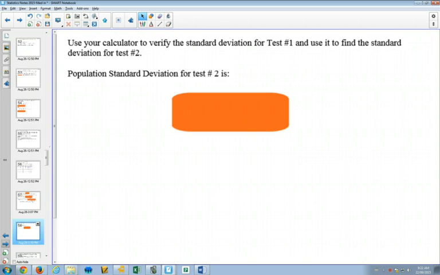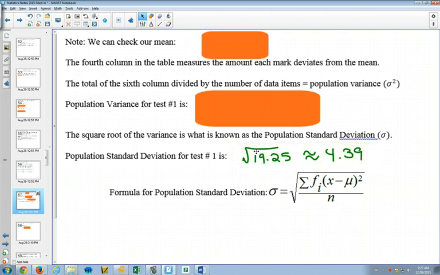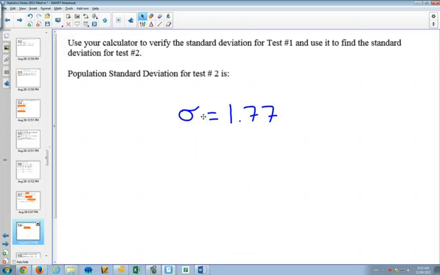So we used our calculator to verify the standard deviation for test 1. So those of you that did test 1, can you find the sigma on your data there? And did it match? Did it match with the 4.39 that we calculated? Yes, good. And for those of you that did test 2, did you get your sigma for test 2 to be 1.77? Good.